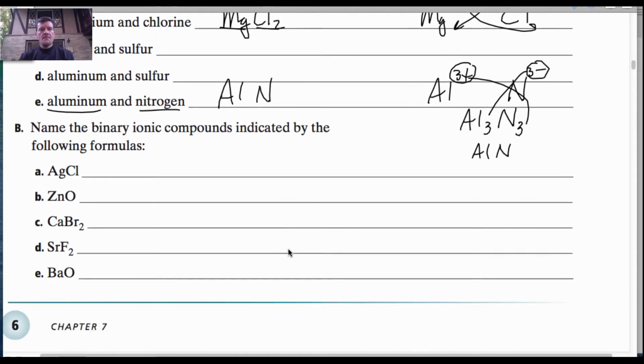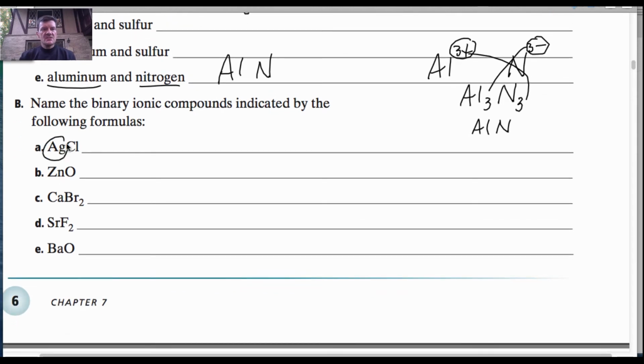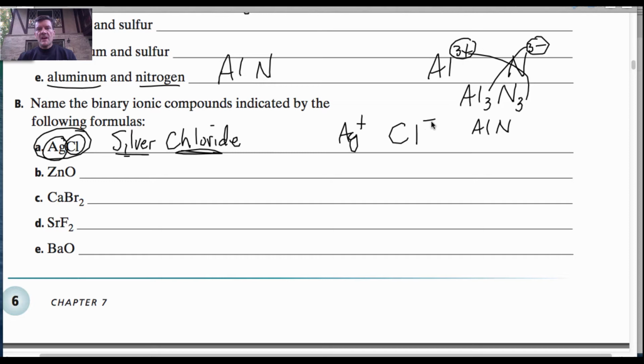Okay? Let's name these. This is silver, and this is chlorine, but when it's in a formula, it's chloride. Done. Now, when I see silver chloride, I know the formula also, because silver is always, look, I'll give you this one. This is not necessarily one that you should know, but it's an easy one to know. Silver is always a +1. Chloride is a -1. They have to be in a 1-to-1 ratio to make a neutral compound.